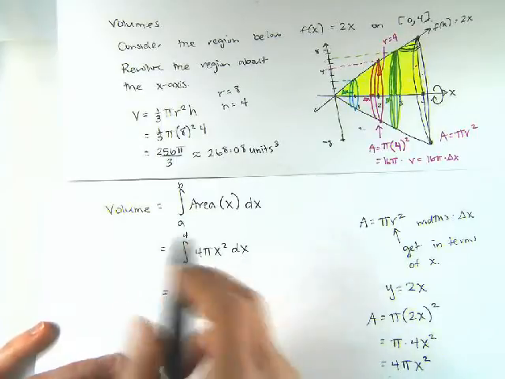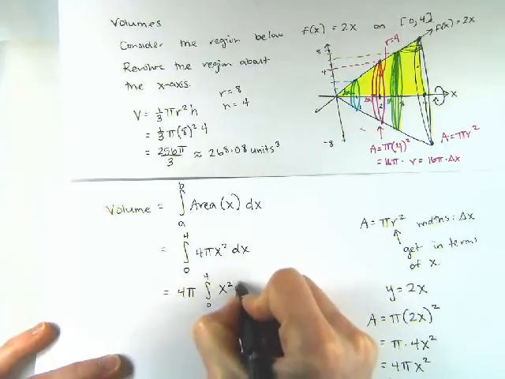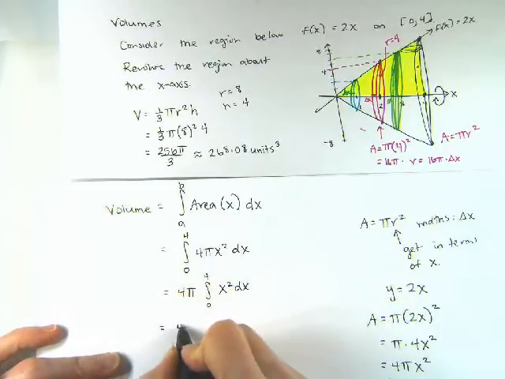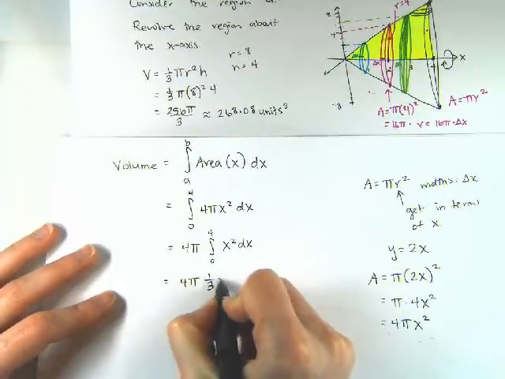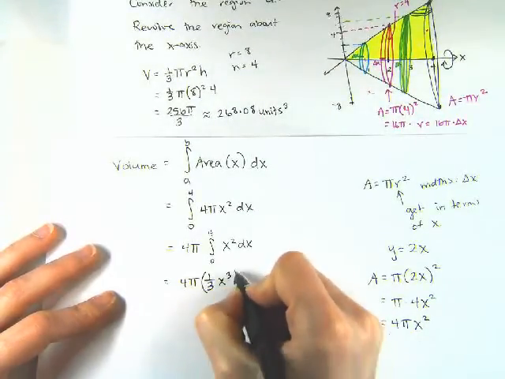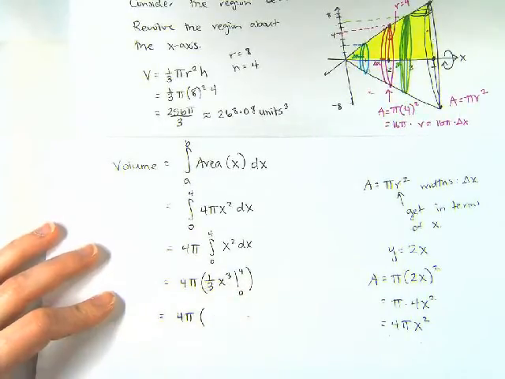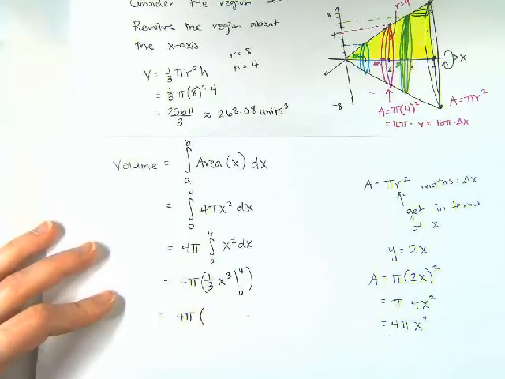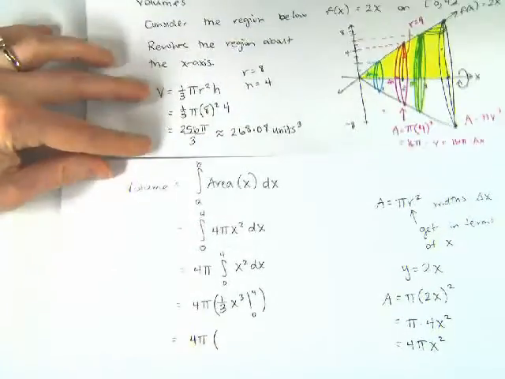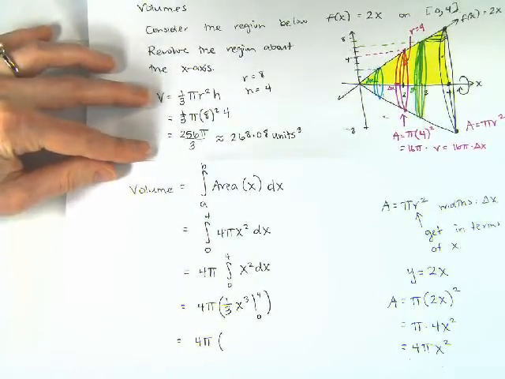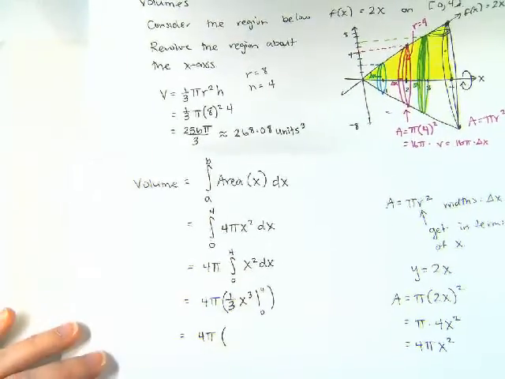And now we integrate. 4 pi is a constant, so I'm going to pull that out in front. So 4 pi, and then the antiderivative of x squared would be 1/3 x cubed from 0 to 4. Now remember, what should we get when we're all done with this? The total volume, which we figured out earlier because we happen to know the volume of a cone, should get 256 pi over 3. Fingers crossed.